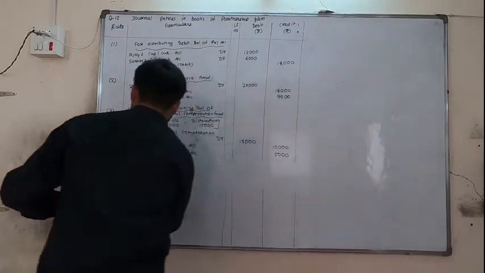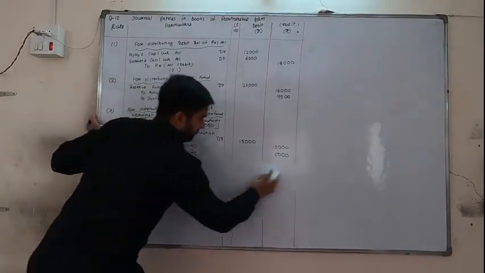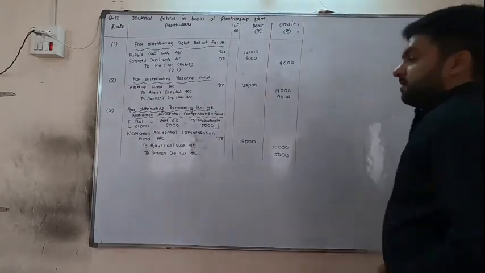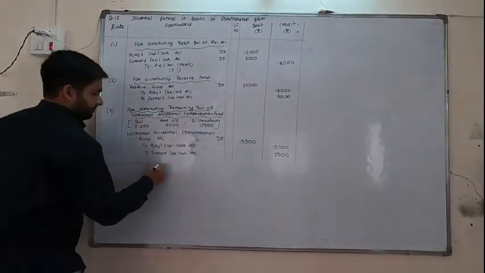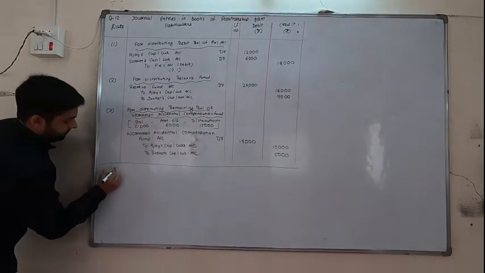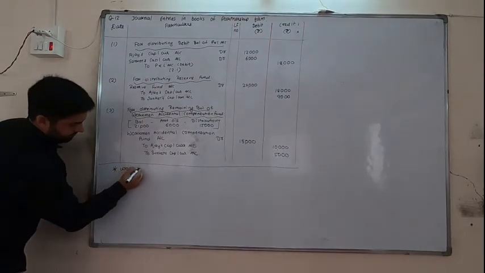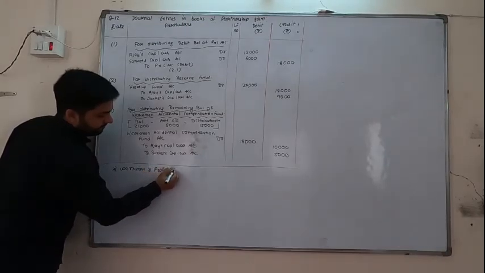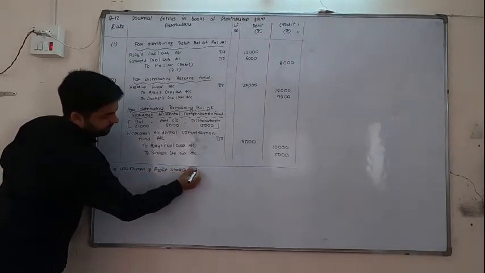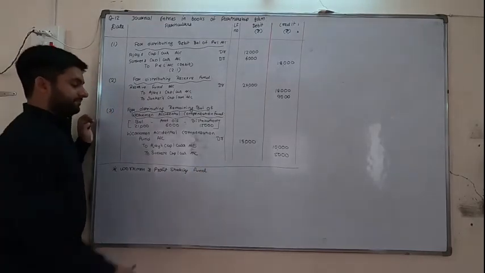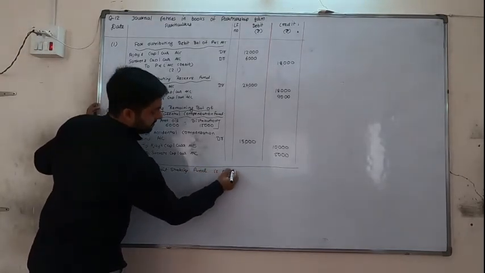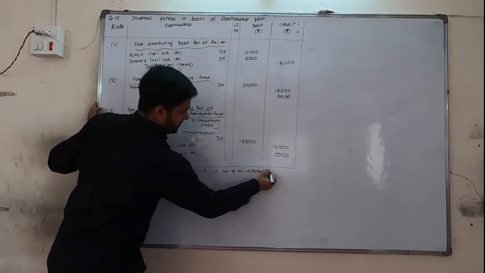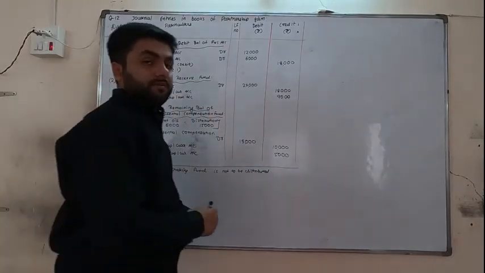And at last we will write: workman's profit sharing fund is not to be distributed. Okay, so our 12th sum is over.